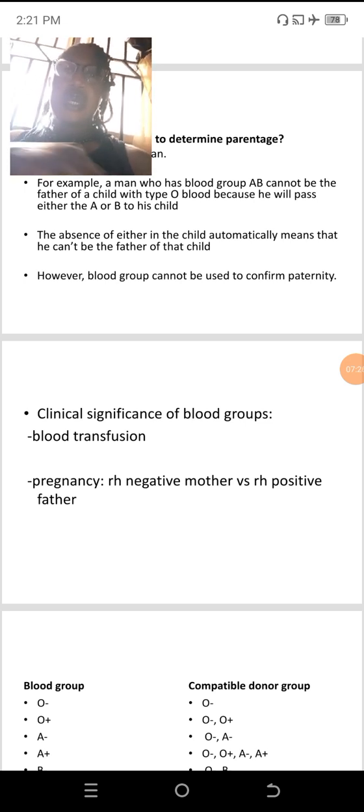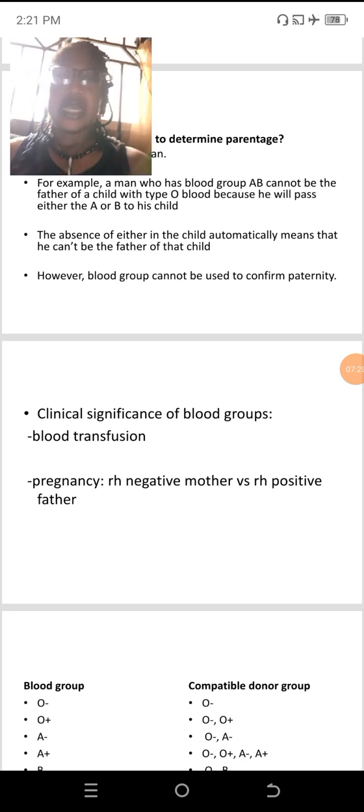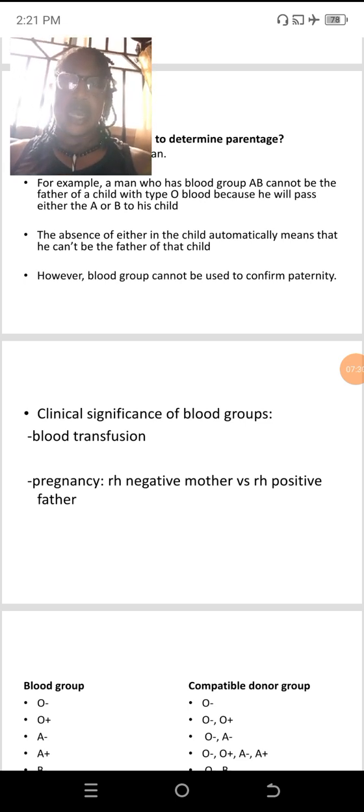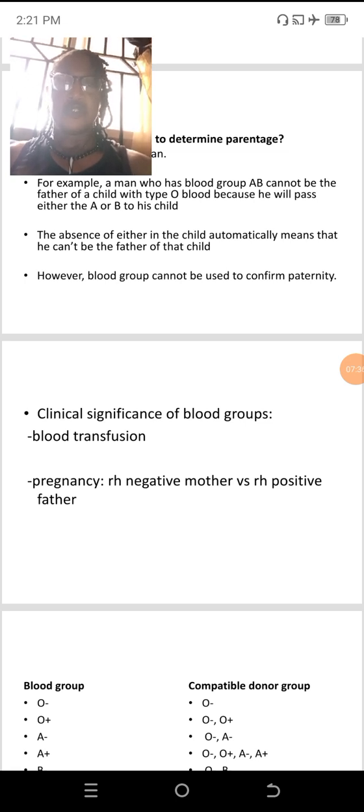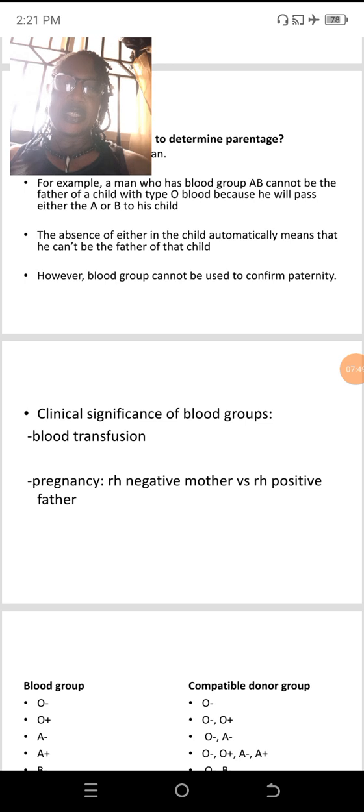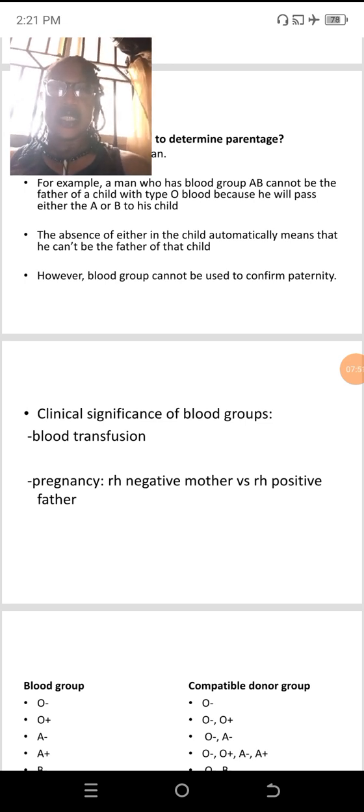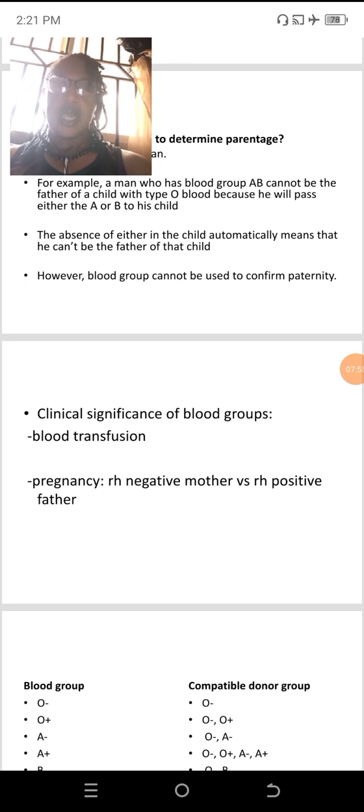If that is not the case, if the two blood groups do not match, the recipient is going to have some very serious blood transfusion reactions that might even lead to the death of that person. So, for blood transfusion cases, blood group is very, very important. Then, in pregnancy, it's also important. Blood group is also important in pregnancy.